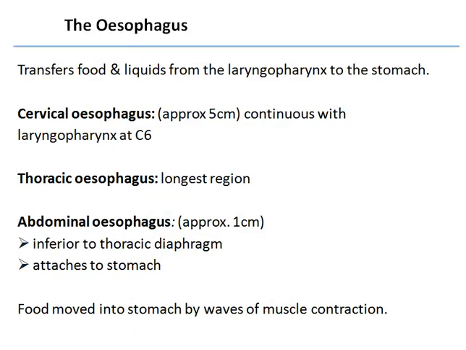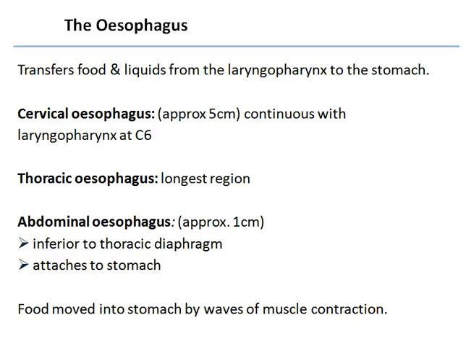As we project inferiorly from the pharynx, we will eventually hit the esophagus, a muscular tube, and this will transfer the food and liquid from the laryngopharynx to the stomach. There are 3 key regions of the esophagus associated with the part of the body it's located. The most superior component is the cervical esophagus, continuous with the laryngopharynx in the cervical region of the body.